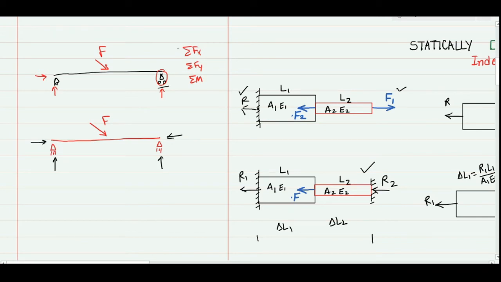So my equations of static equilibrium will not be sufficient to tell me the value of all the unknowns, because there are four unknowns and these equations will give me only three equations. Therefore, we have to add another equation, that would be the deformation equation or something else. So the second structure is considered statically indeterminate. However, the first one is statically determinate.